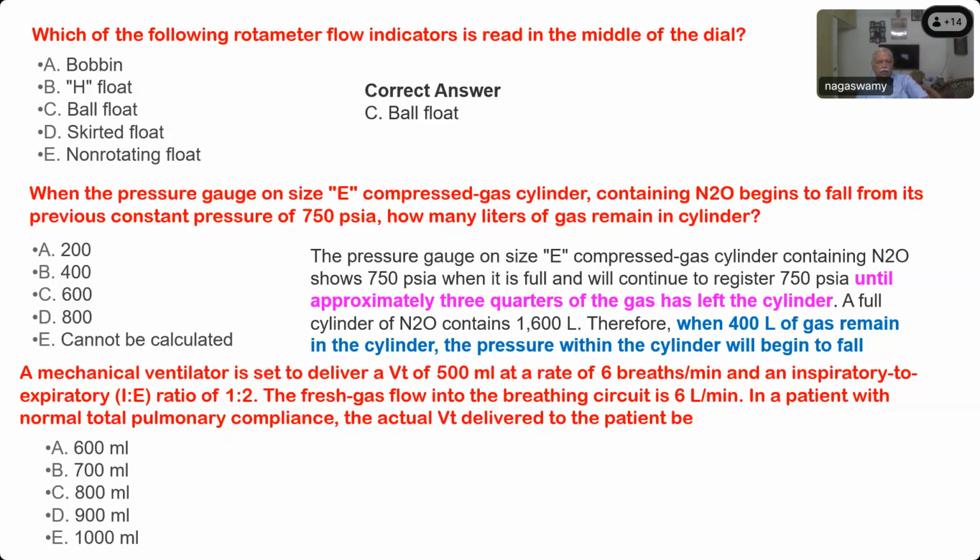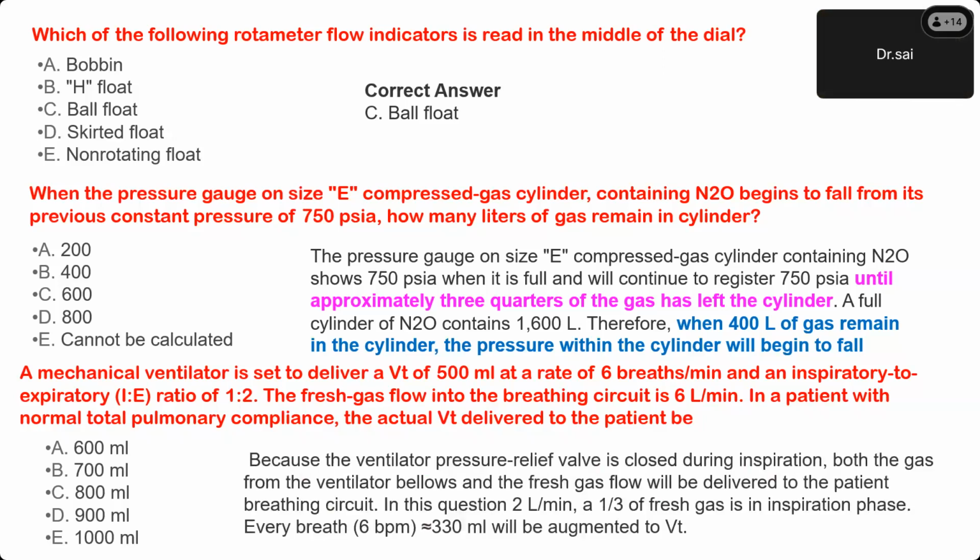You have set the tidal volume only at 500 ml, but the fresh gas flow into the breathing circuit is 6 liters per minute. The IE ratio is 1:2. Will it deliver the set tidal volume of 500 or will it be more? Nowadays, in the new anesthesia workstations, we have a mechanism to deliver only the 500 that we set, not anything extra. And what is that mechanism called? Any idea?